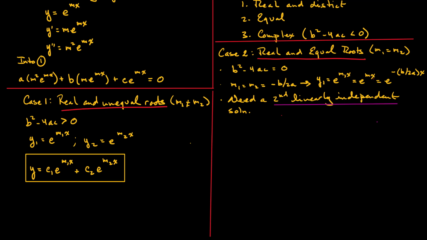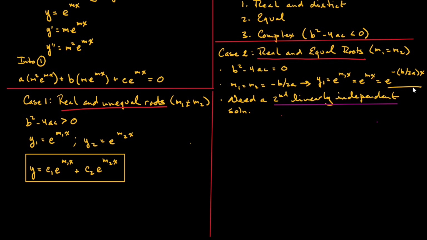The second case we investigate is that of real and equal roots. This occurs when b squared minus 4ac is equal to 0 in our quadratic formula. What this will give us is that m1 is equal to m2, and that will be equal to minus b over 2a. This gives us a first solution of the form e to the negative b over 2a multiplied by x.